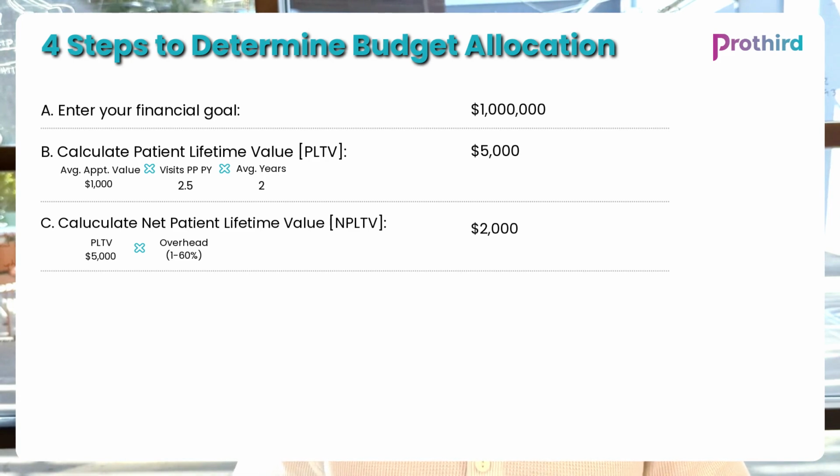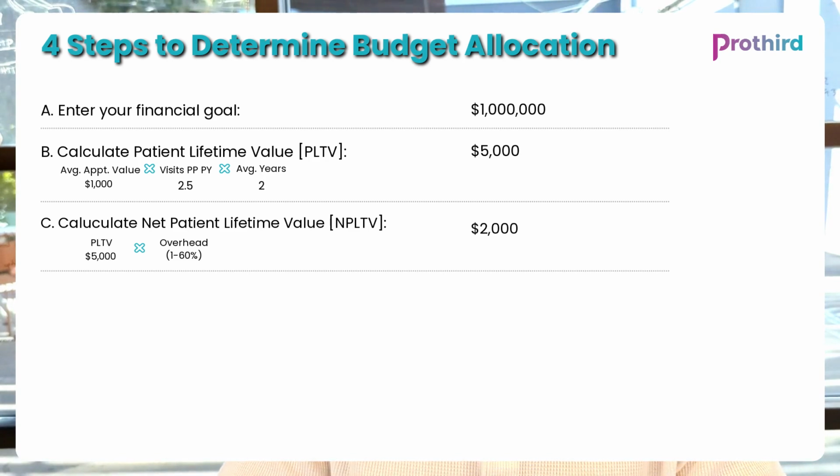Now, the cash flow allocation method will consider how much runway your practice has before it needs to see returns from the marketing in order to sustain its operations. Okay, so that's going to be better for practices who don't have as long of a runway.